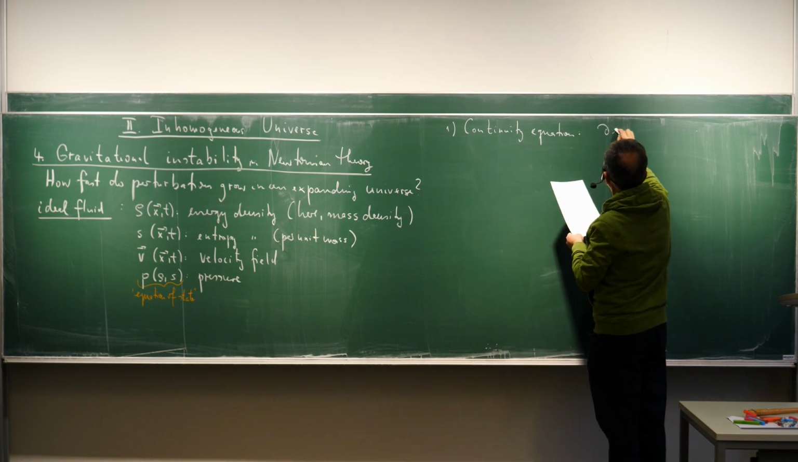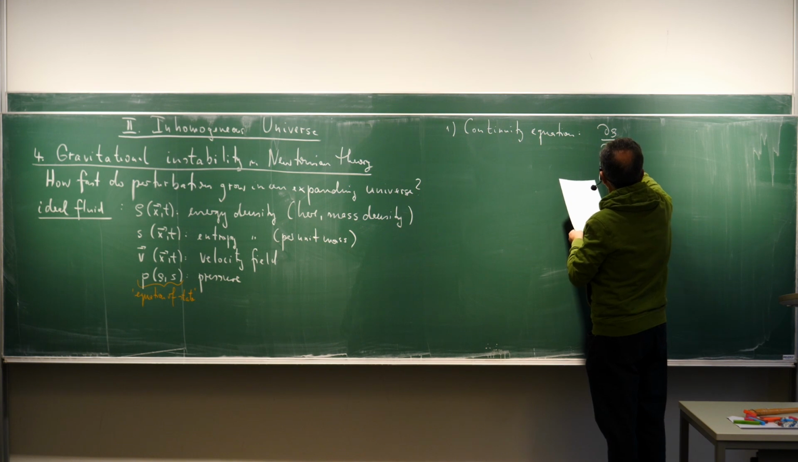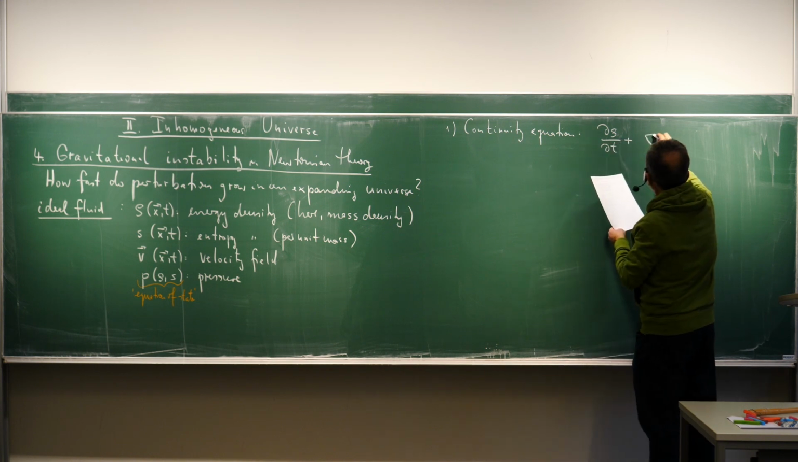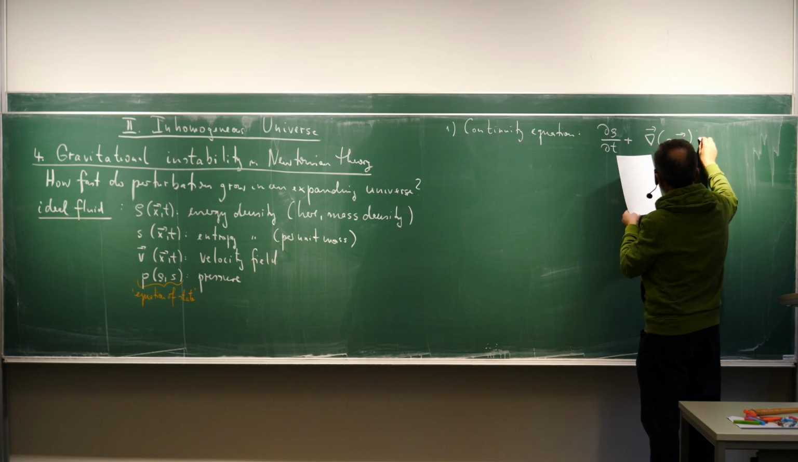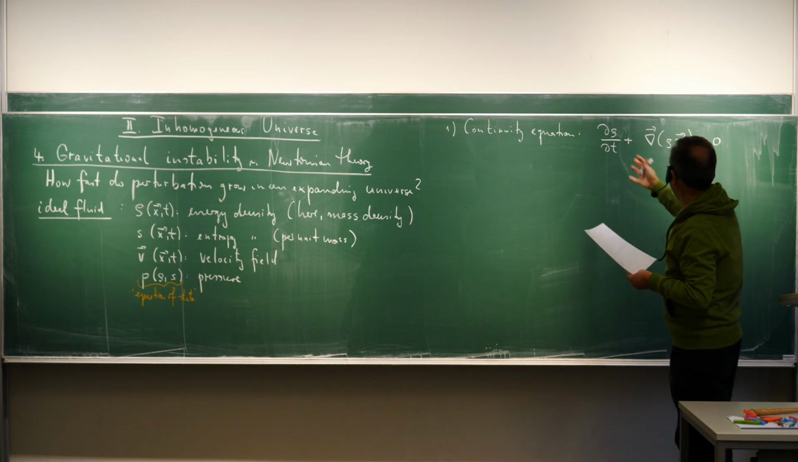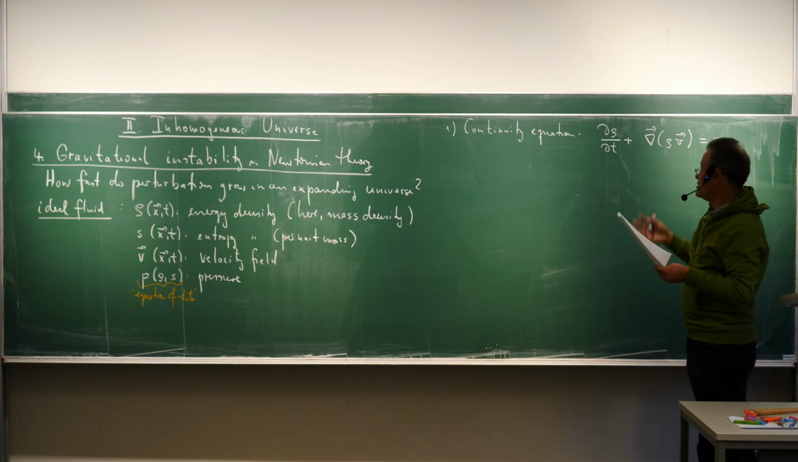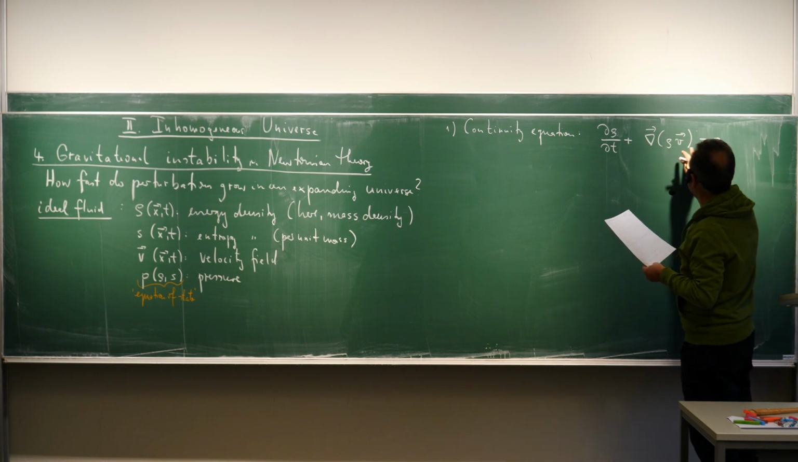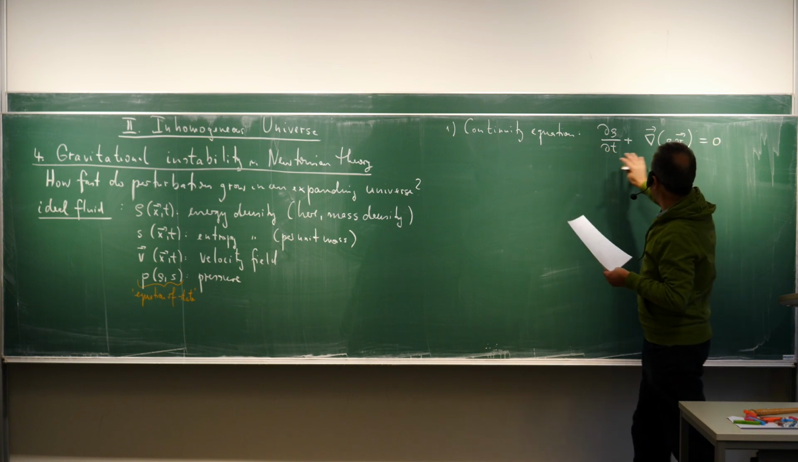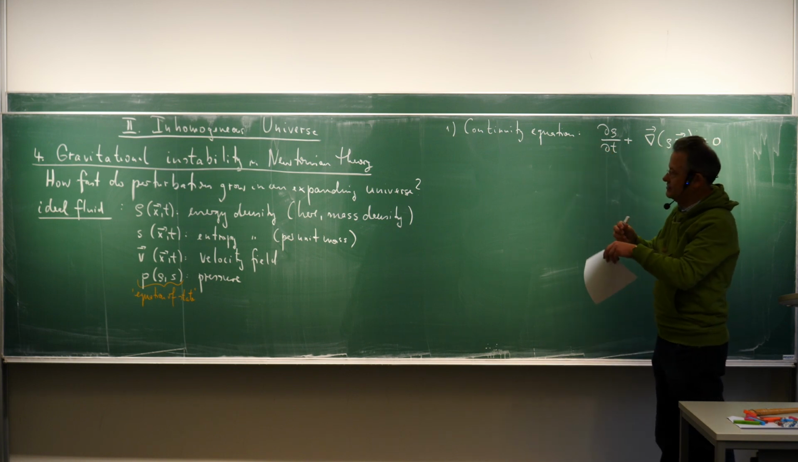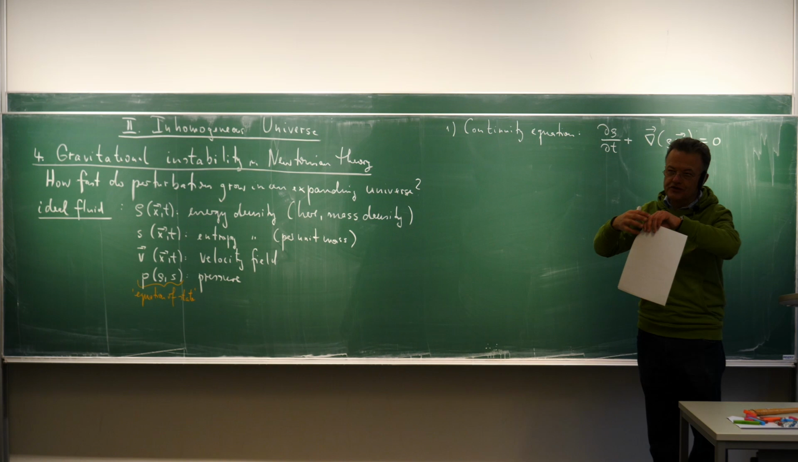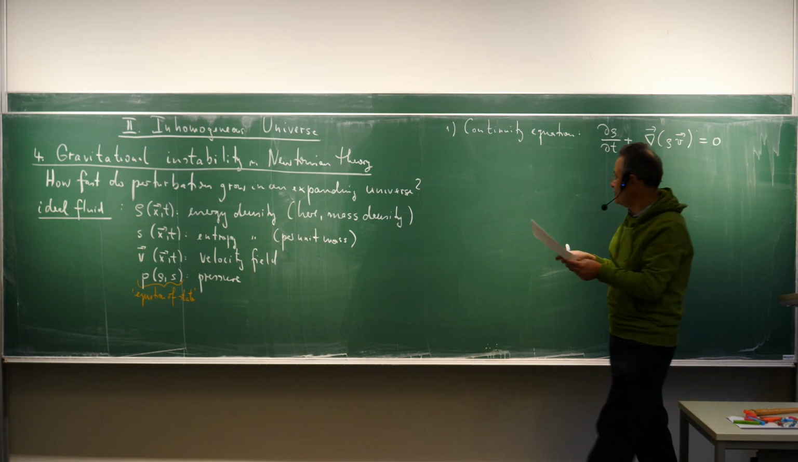Which is d rho over dt plus nabla rho v equal to 0. Yeah, and you know that also from other contexts like charge conservation. But here it's just a continuity equation. So what goes out of some volume must go through the surface of that volume.